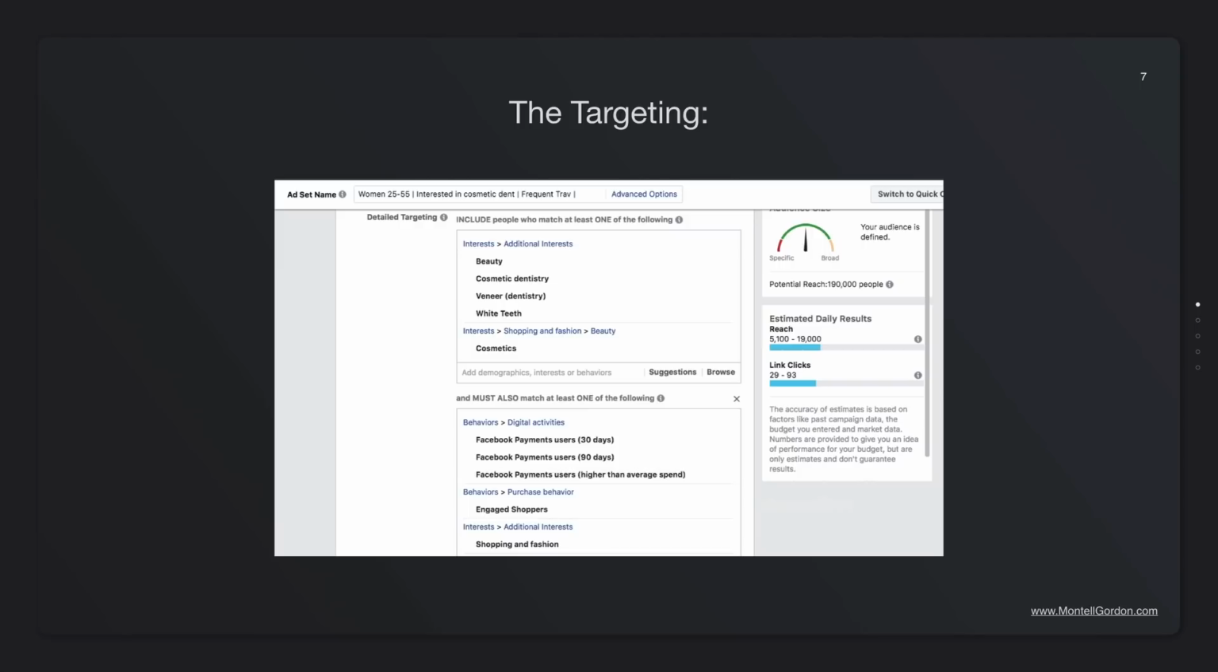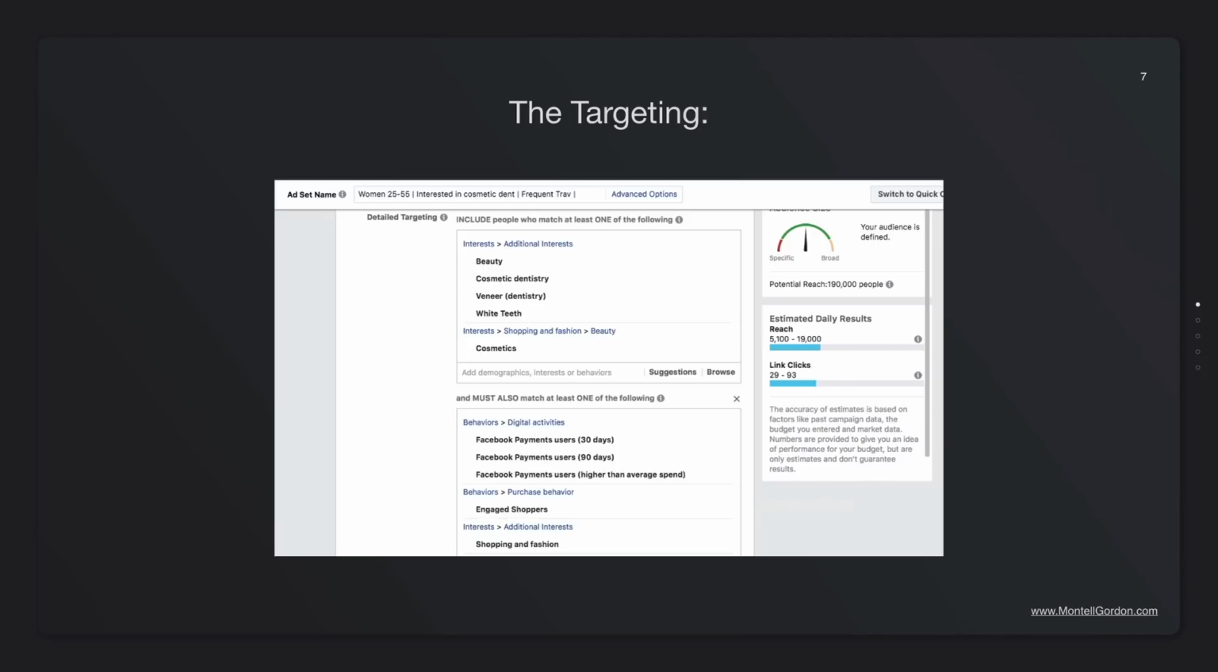So I flex targeted those people who are interested in beauty, cosmetics, veneers, that sort of stuff, with people who are engaged shoppers who have used Facebook payments in the last 30 days, 90 days, and who have a higher than normal average spend, and who are also interested in shopping and fashion.